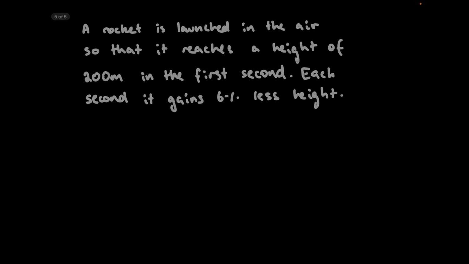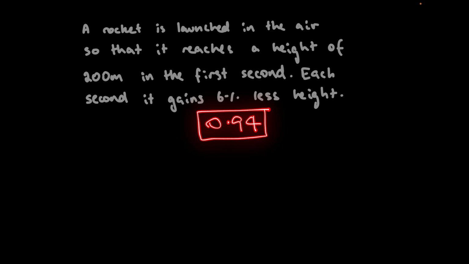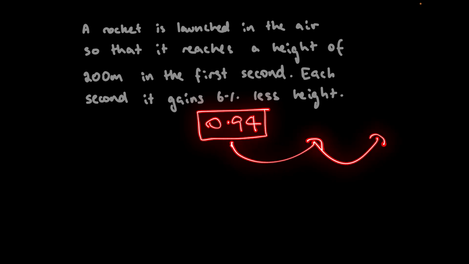So this looks like a complicated question, but what we can recognize is we are given an initial condition, an initial height in the first second, and then we are told each second it loses 6%. We are told that it loses by a ratio of 6%. So we can really times by 0.94 for each rocket height. And that'll give us the next second's height of the rocket and the next second's height of the rocket.